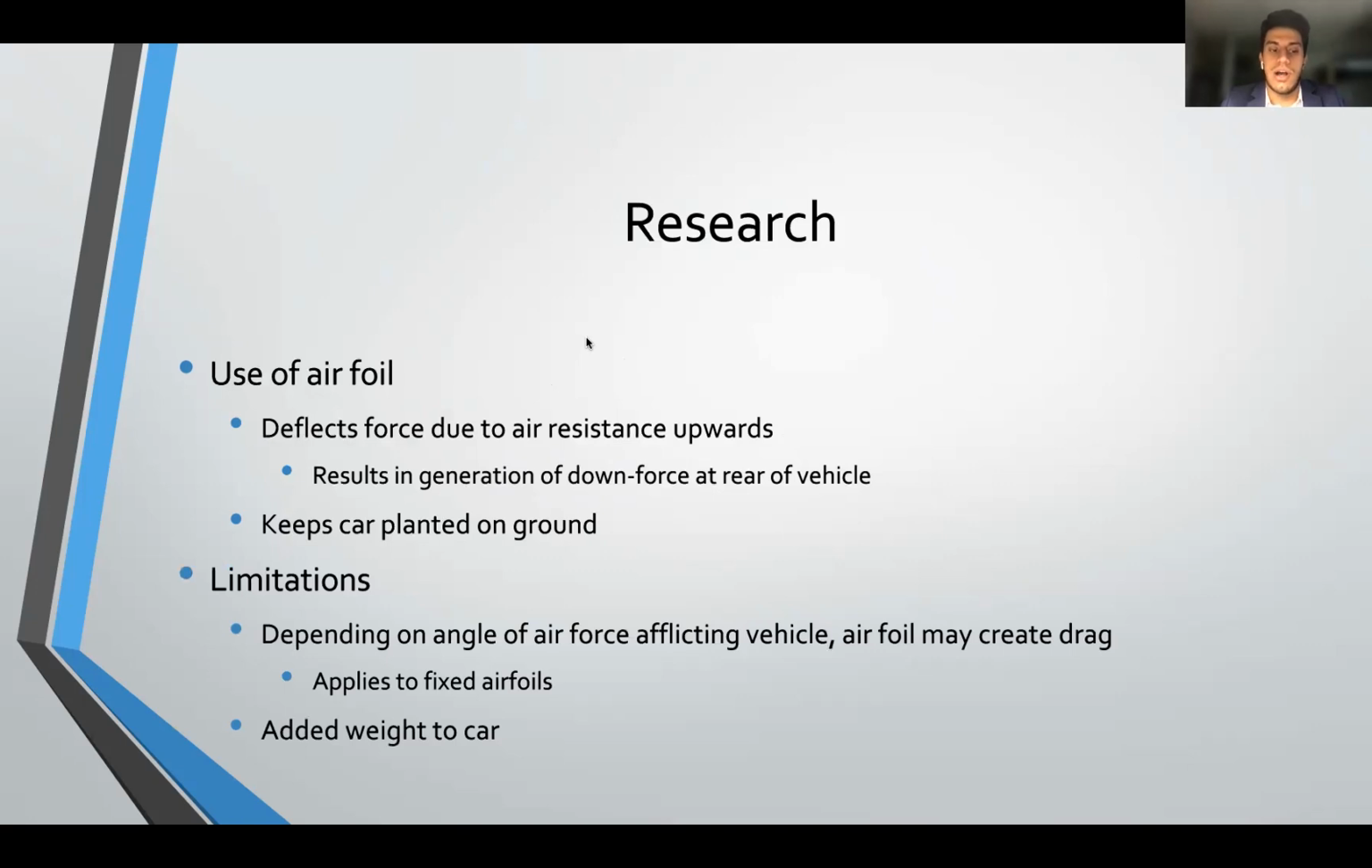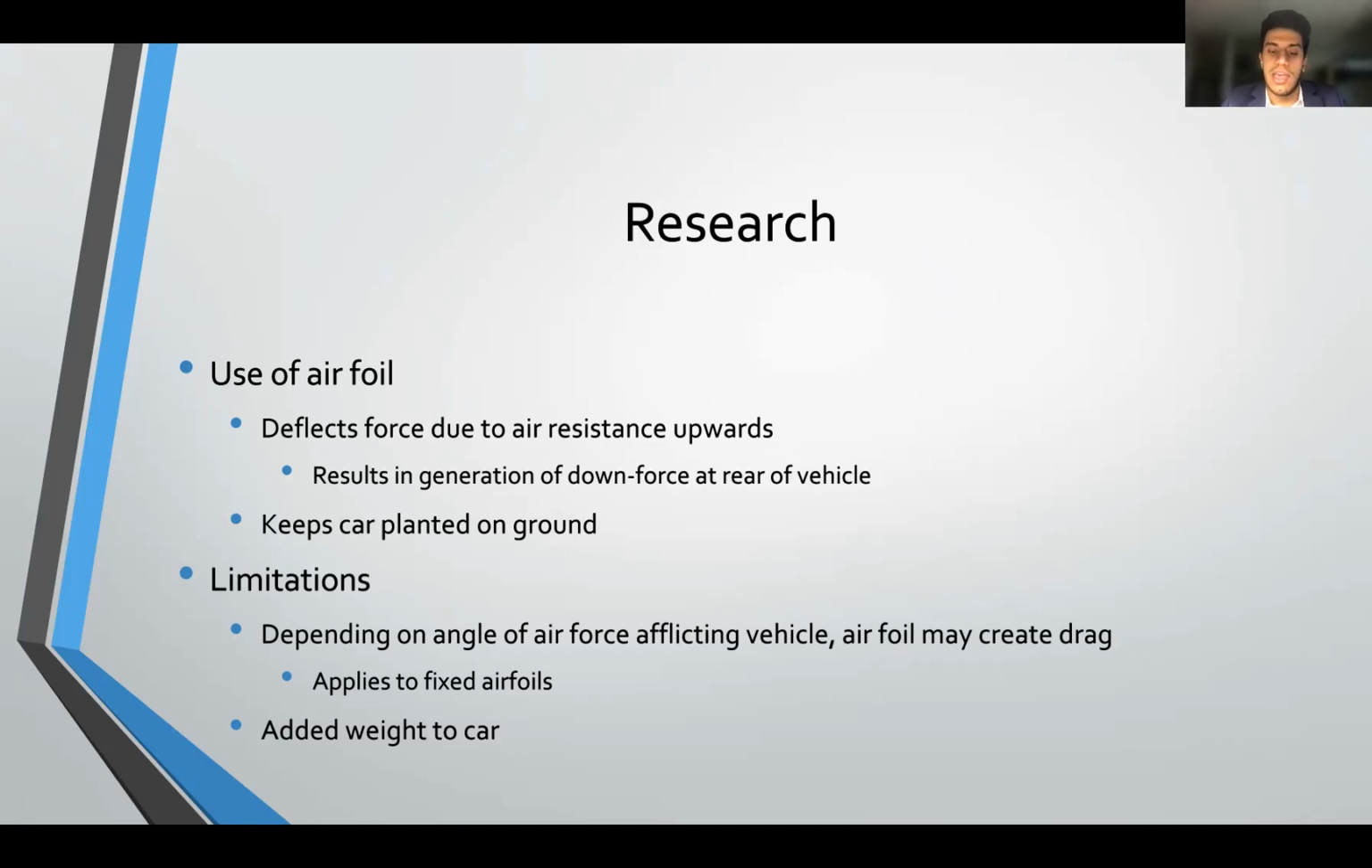For research, we looked into the use of the airfoil, and we found that it basically deflects force due to air resistance upwards. This results in a generation of downforce at the rear of the car, keeping the car planted on the ground and giving the wheels enough traction to really drive the car forward.